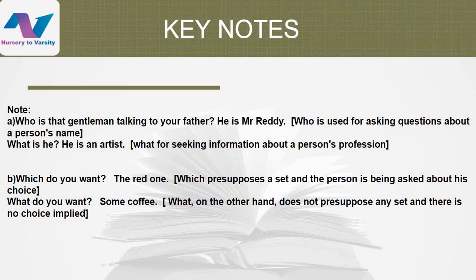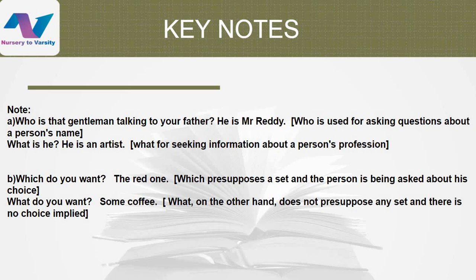So the key notes to be taken care of here: who is generally used for asking a question about a person's name, whereas what is for seeking information about that person. For example, who is that gentleman talking to your father? He is Mr. Reddy. So here I'm using who to ask about that gentleman. And what is he? He is an artist. Here I really need to seek information about what that person does. So I'm using what to ask his profession.